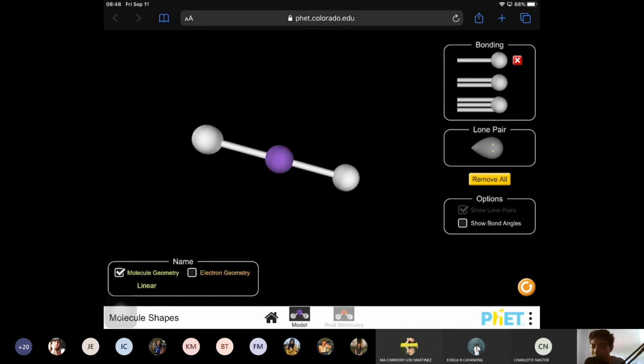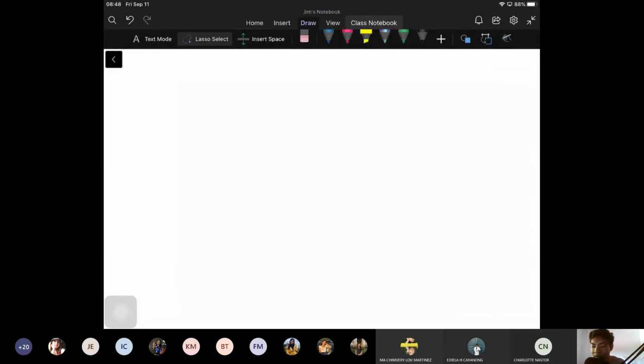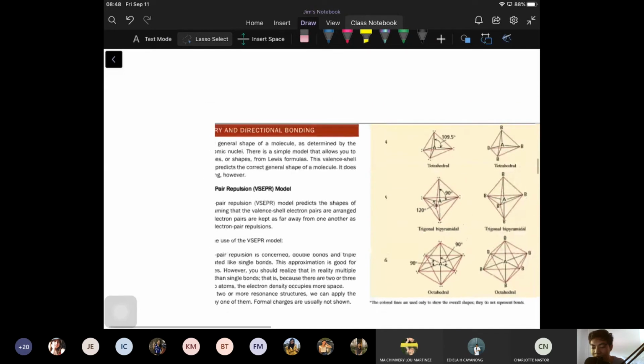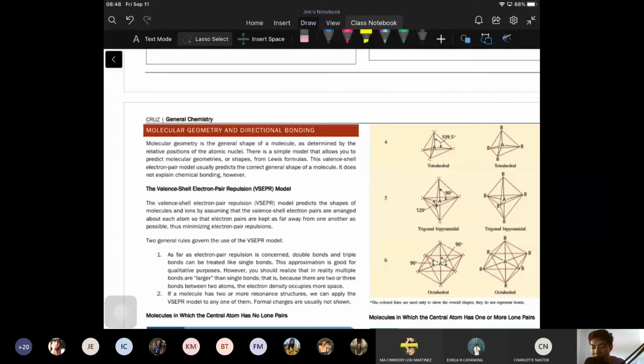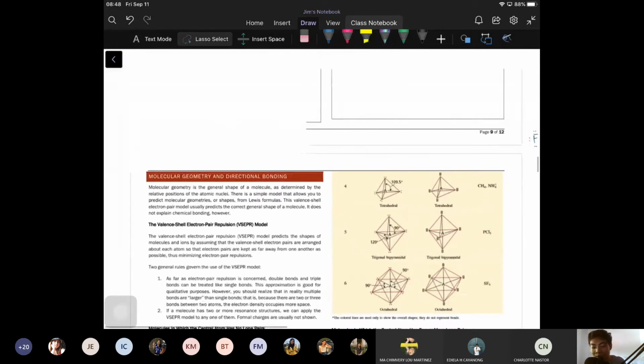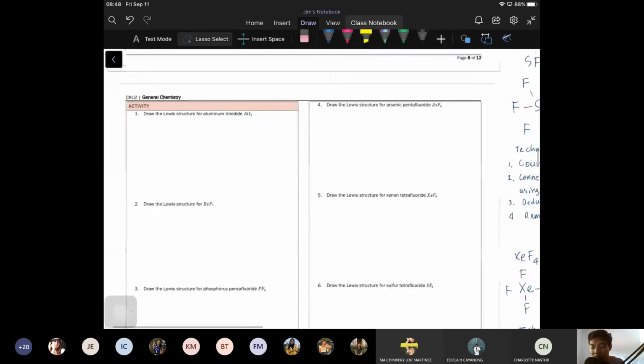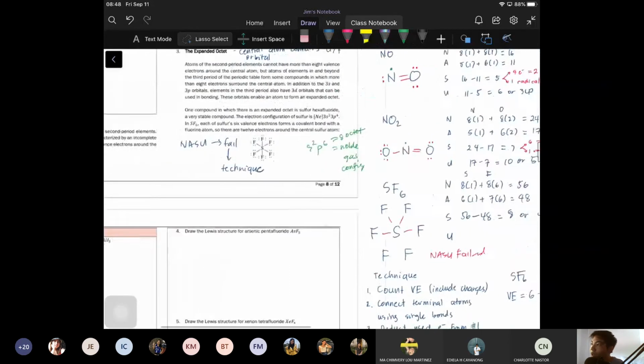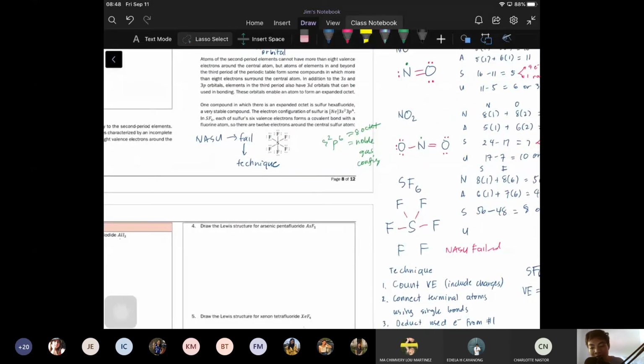Okay, so our last topic would be molecular geometry. Why do we need to discuss this? Because we live in a 3D world. The fourth dimension would be time, but we cannot draw time. The idea is that we live in a 3D world, which means our molecules should also be in 3D.